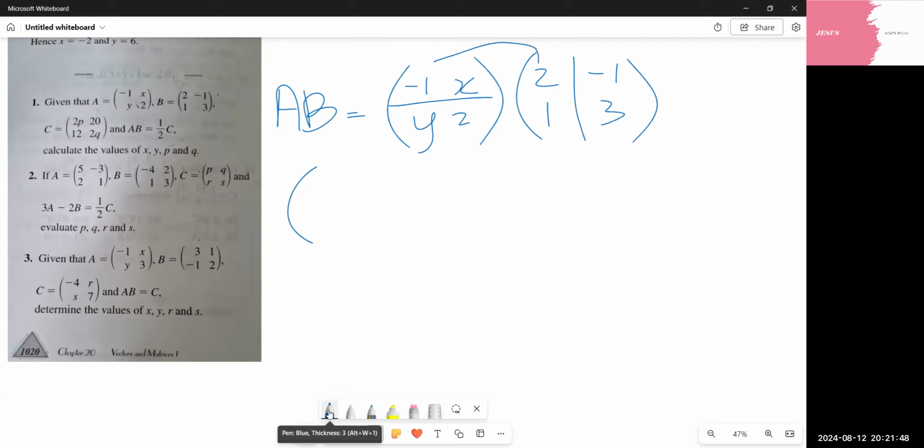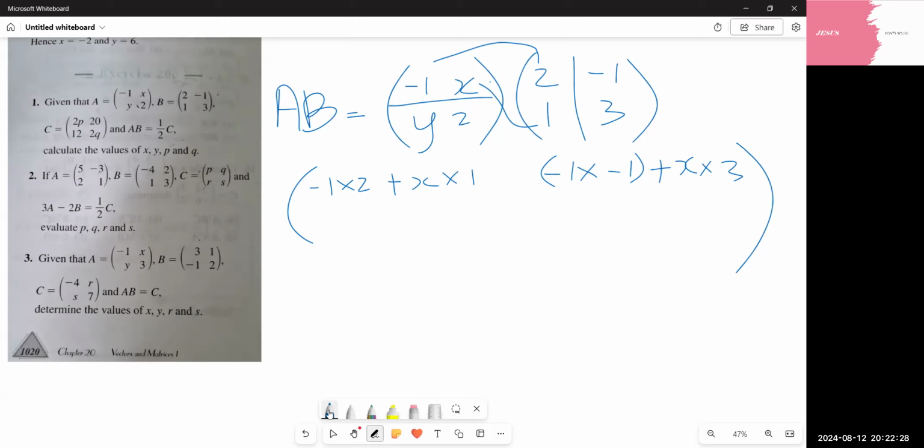So it's going to be negative 1 times 2 plus x times 1. And so that's the first row, the first column. We can move to the second column using the first row again. So again, it's going to be negative 1 times negative 1, and you can put it in brackets if you want, plus x times 3.